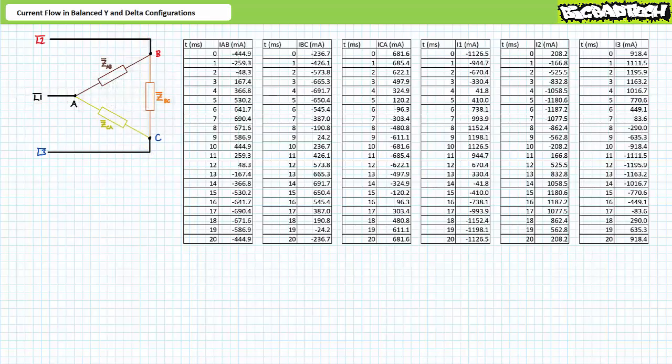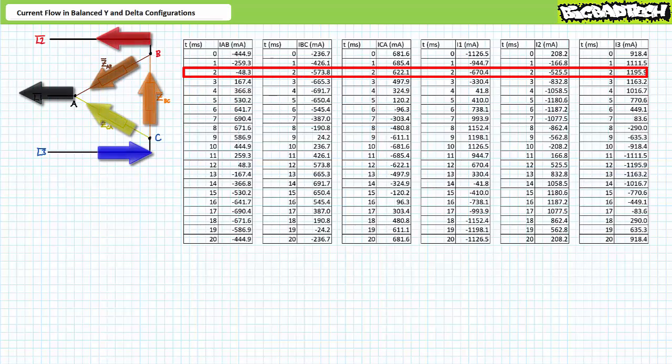Let's dispense with Kirchhoff's current law analysis and examine subsequent 2 millisecond steps rather quickly. If you want to do it in 1 millisecond and check these results using Kirchhoff's current law, be my guest and do so at any time. At t equals 2 milliseconds, 48.3 milliamperes of current travels B to A. 573.8 milliamperes of current travels C to B. And 622.1 milliamperes of current travels C to A. 670.4 milliamperes leaves node A. 525.5 milliamperes of current leaves node B, and 1,195.9 milliamperes of current enters node C.